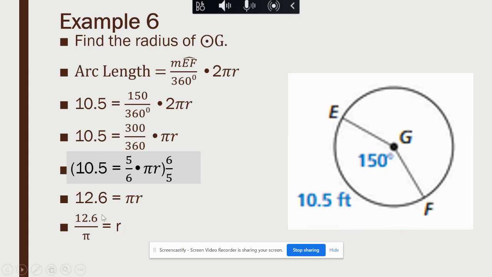Okay, so our answer in terms of pi would be 12.6 over pi, or we can divide 12.6 divided by 3.14, and we get approximately 4.01 feet.